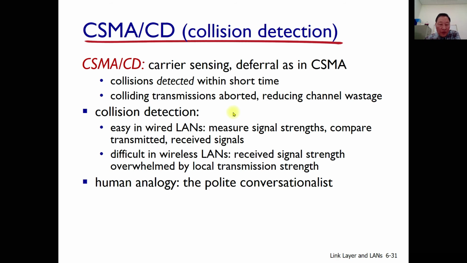Collision detection, how? It is easy in wired LANs, because the electrical signal propagates in the guided wired line. Measure signal strength, compare transmitted and received signals, and then we can detect collisions easily. But it is very difficult to detect collisions in a wireless environment, especially a Wi-Fi network, because received signal strength is overwhelmed by local transmission strength. This is similar to human conversation, for example, the polite conversationalist.